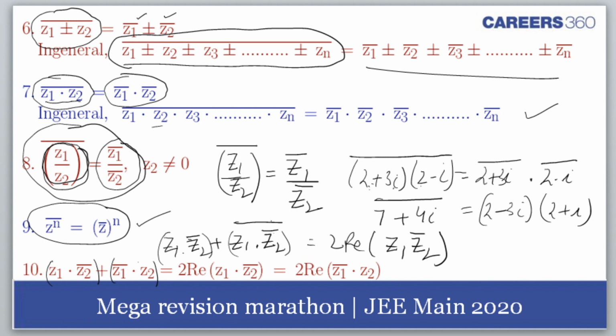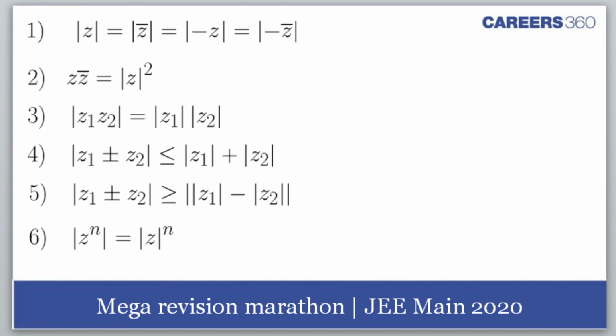Okay. Now I move on further. These are the simple ones, till here you have studied in 11th. Then we talk about properties of modulus. Okay. Modulus of a complex number. What do we have? We have mod of z is equal to mod of z conjugate is equal to mod of minus z conjugate. Okay, they all are equal.